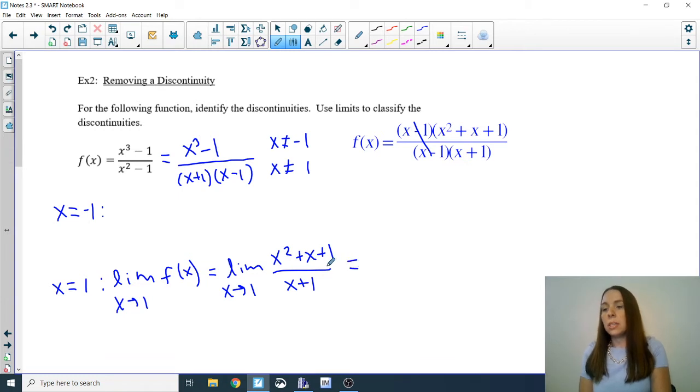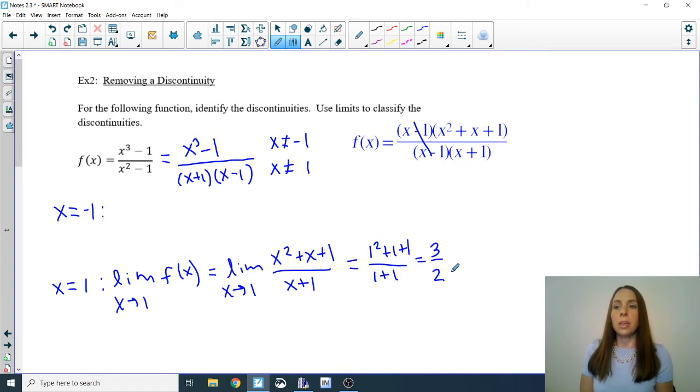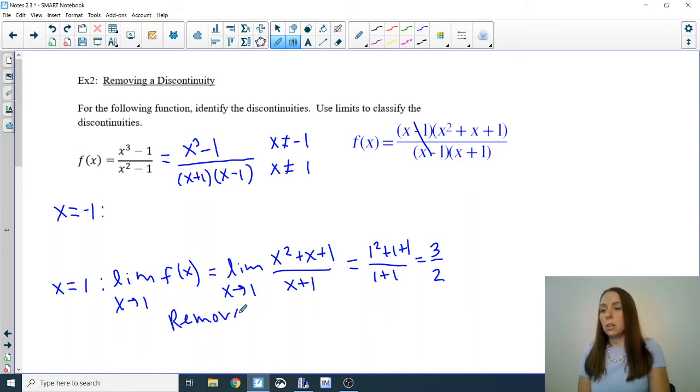And so what I want you to see here is that we can get an answer to this limit. It's a real number. What's it going to be? 1 squared plus 1 plus 1, over 1 plus 1. 3/2 is our limit. And since we can redefine the function by removing the factors of x minus 1 from the numerator and denominator, and then use that to find a limit value, that means that what you are looking at here is a removable discontinuity at x equals 1.